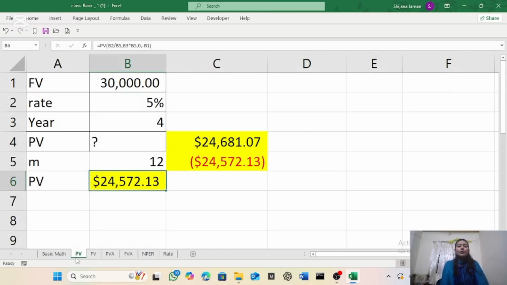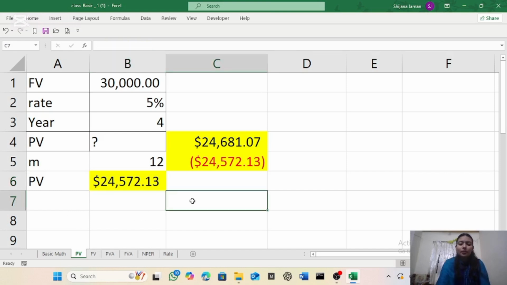So now we are calculating present value. Here it is given that our future value is 30,000, which is a positive amount, rate 5%, year 4, and present value, and month 12 months. Now we have to calculate present value.